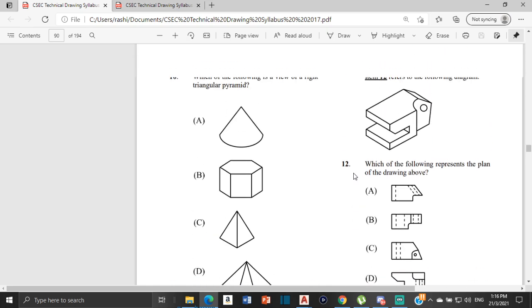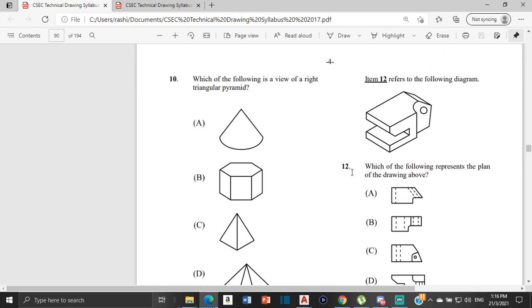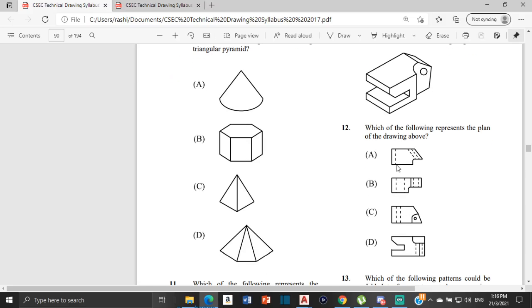All right, number 12. Which of the following represents the plan of the drawing above? So the plan view, what would you be seeing when you're looking down on this? All right, so immediately we know that it cannot be A. We know that it cannot be A because this would look flat like a square. It wouldn't be going at an angle like that.